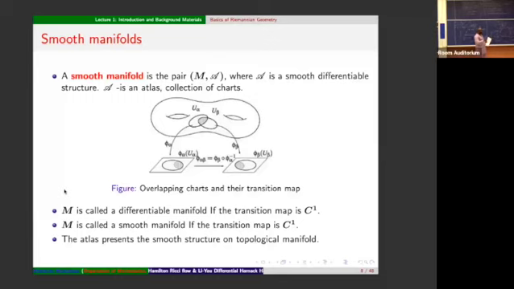Of course, we are going to deal with Riemannian manifolds. We are still going to see what a Riemannian metric is. So once you have a Riemannian metric together with a smooth manifold, then you have a Riemannian manifold.